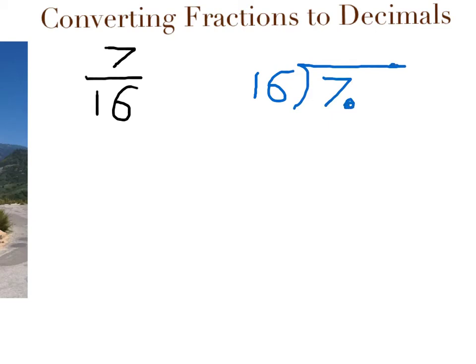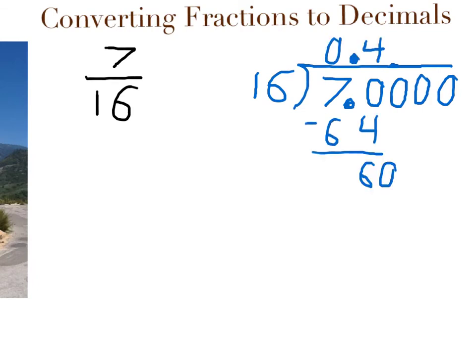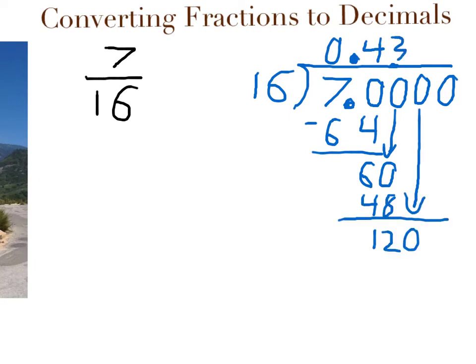The 7 is going to go under the division. I'm going to need to add some zeros here because I know this isn't going to work out perfectly. And I'm going to commence with long division. 16 goes into 74 times, which gives 64, leaves us with 6. We can bring down a 0, and it's going to go in 3 times. So that gives us a remainder 12.